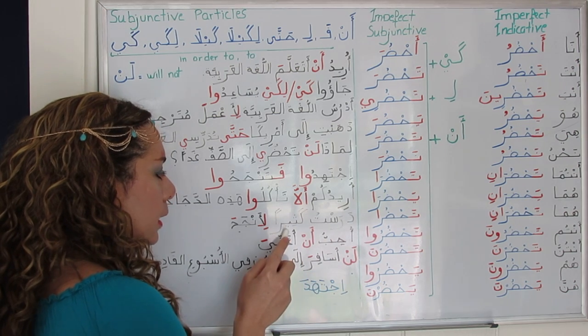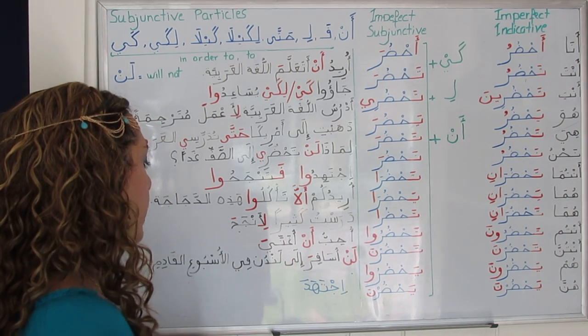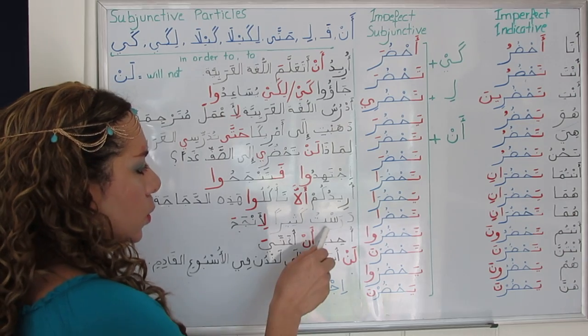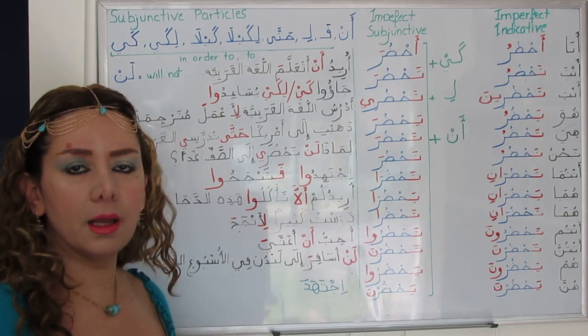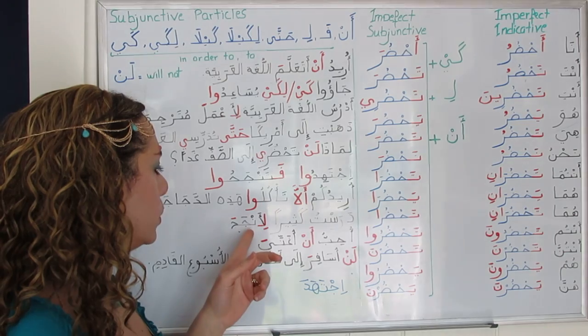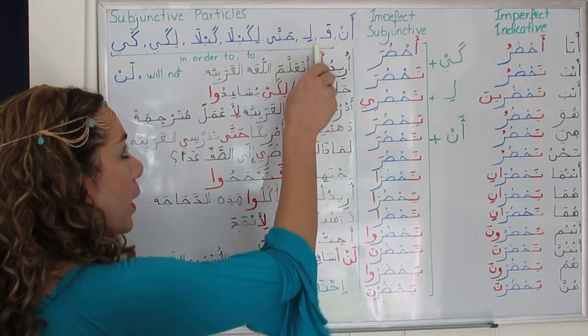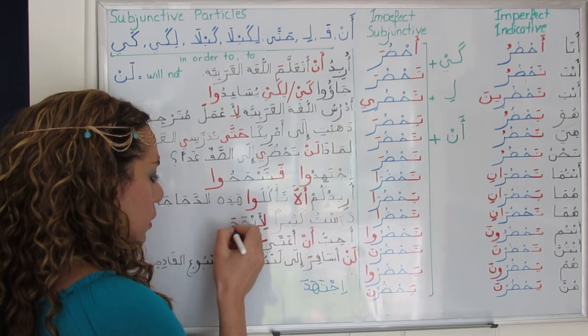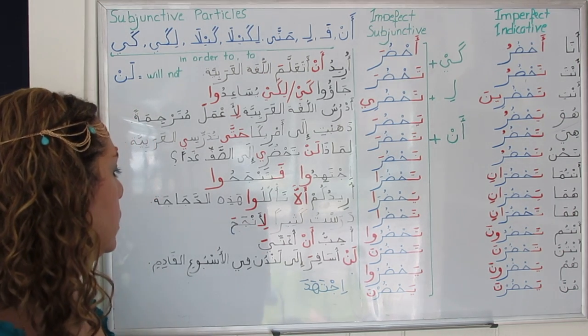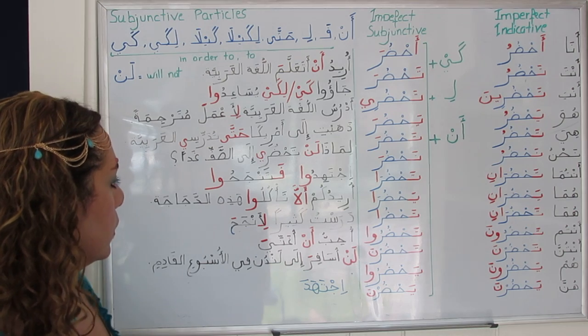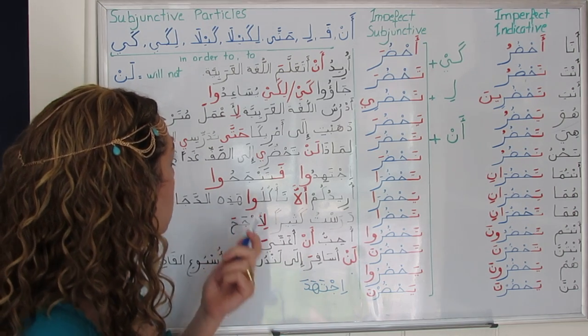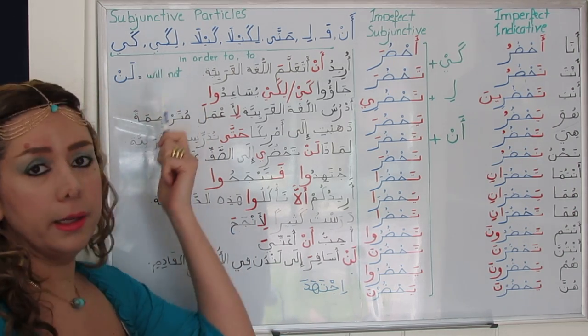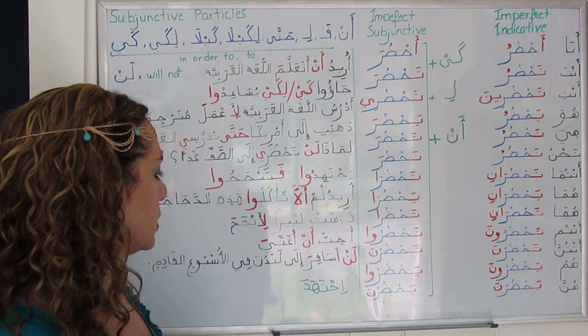درست كثيرا لأنجح. So I studied a lot in order to succeed. Or فأنجح. She's ha. فأنجح is to succeed. Or كي أنجح لكي أنجح. It doesn't matter.